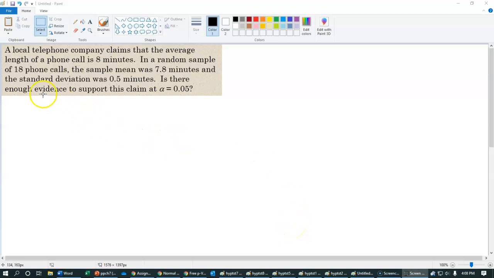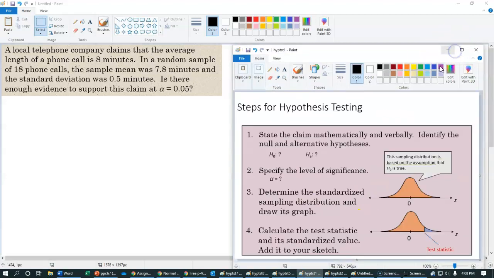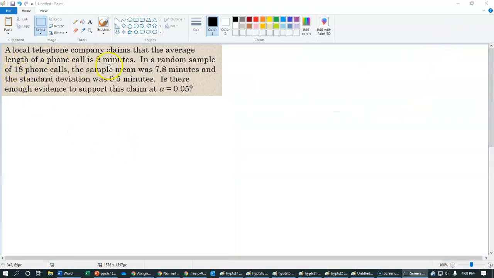All right, here's my second example, about testing claims, hypothesis testing. Remember, we're following 7 steps, and I'm going to show you how you follow these steps. So first thing, let's read the word problem.